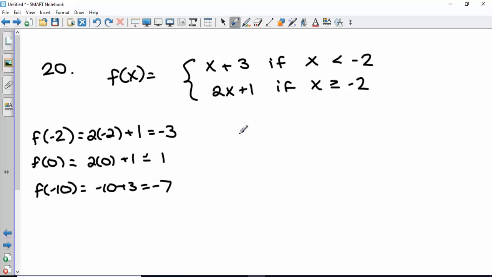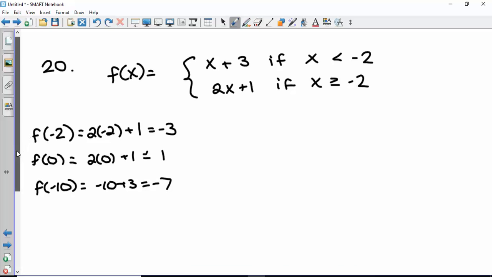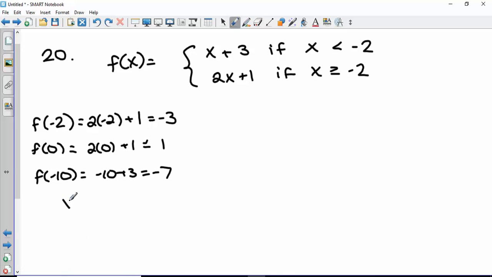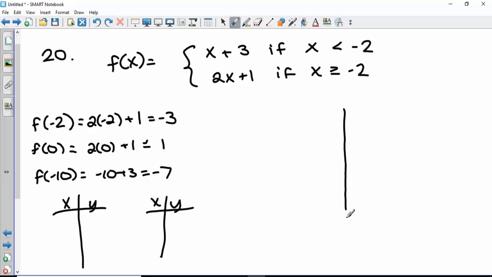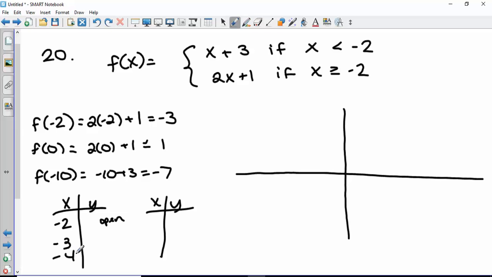And so you're just looking at your domain. I also asked you to graph this one. So we know when we graph these, we have to have a t-chart for each piece. For the first one, what do you have to plug in? -2. It doesn't have an equal to, so it would be open. And then you need things less than that. So maybe a -3 and a -4.